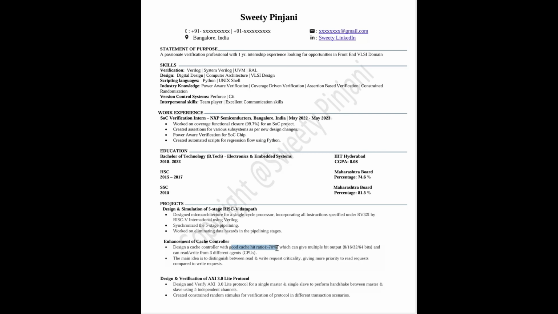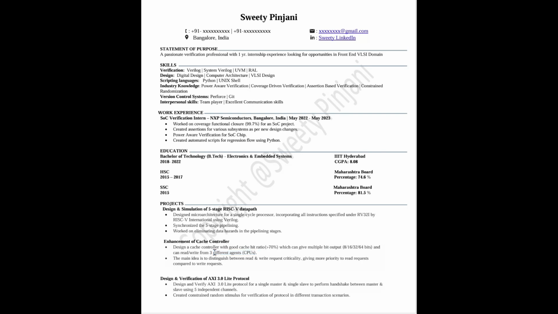What was the hit ratio for them? It was greater than 70%. This is what they have achieved, greater than 70%. And it can also give multiple bit output, 8, 16, 32, 64. You can choose. If you don't want complete 64 bits, you can just read 8 bits. If you want 16 bits, you can read 16 bits. So that thing is possible in the project, and they have done it for 3 different CPUs.